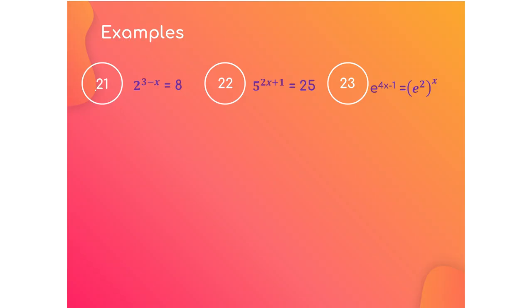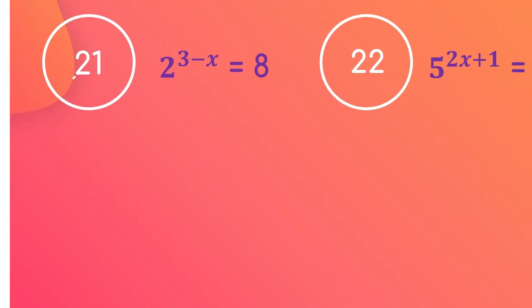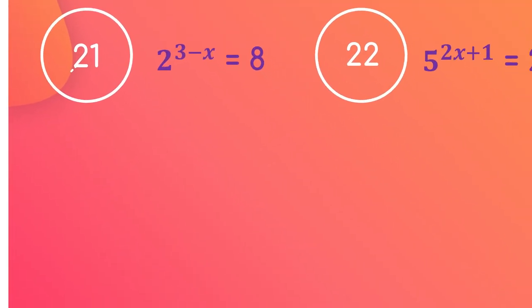All right, another super easy one here for 21. Seems like we've done this one already. 8. Trying to get that base of 2, bringing this down. 8. And getting a base of 2, I would get 2 to the power of 3. Cancel out those bases. 3 minus x equals 3. I'm going to go ahead and subtract 3 from both sides.